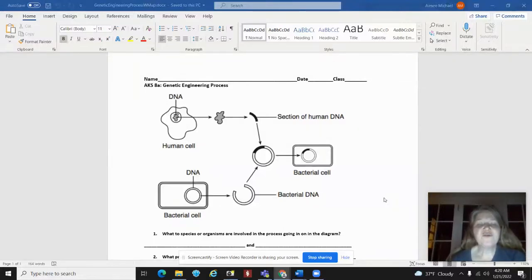This little video is going to be on genetically modified organisms and the difference between GMOs, genetically modified organisms, or transgenic animals, and gene therapy. Okay, here we have a diagram of two organisms. You have a human cell and you have a bacterial cell.